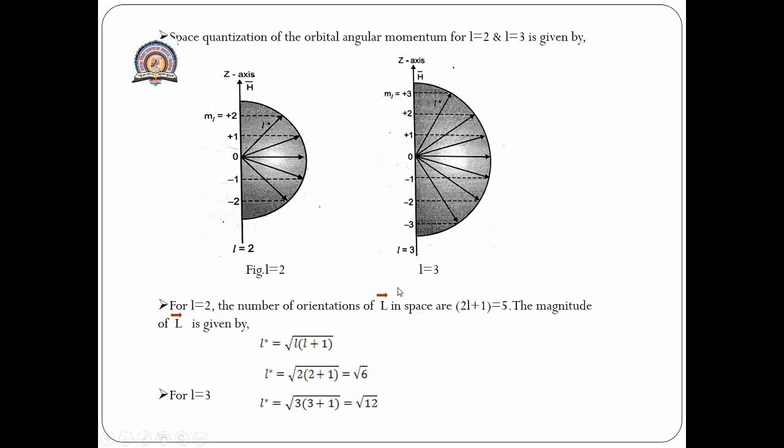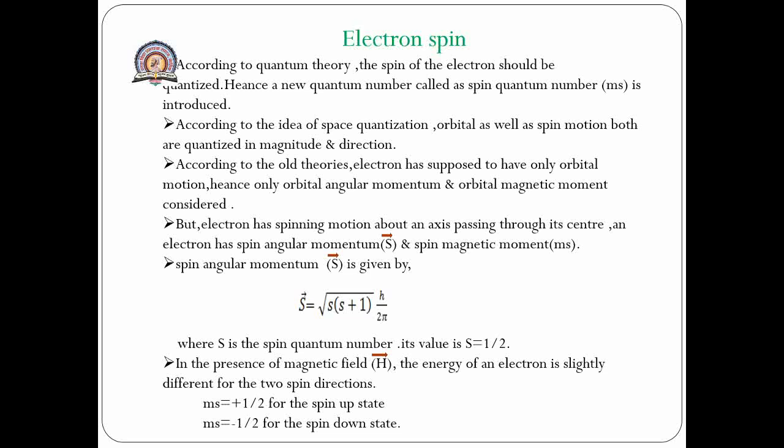Okay. Now the next feature of the vector atomic model is the electron spin. According to the quantum theory, the spin of the electron should be quantized. I have only said that the momentum or energy is quantized, but the quantum theory says that the spin of the electron is also quantized. Hence a new quantum number is introduced, called the spin quantum number.